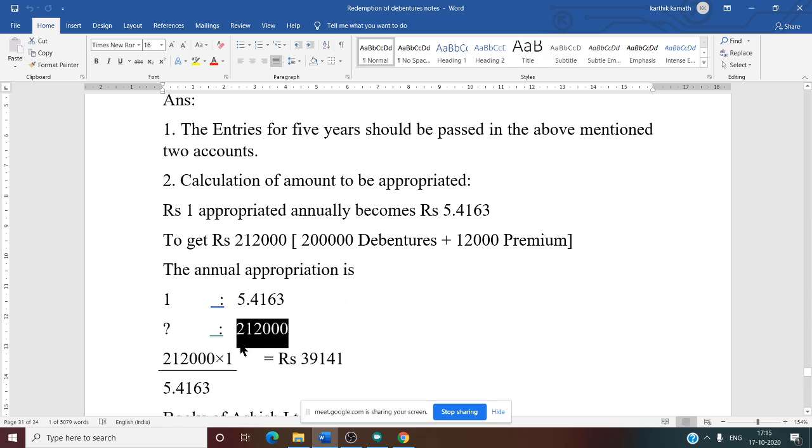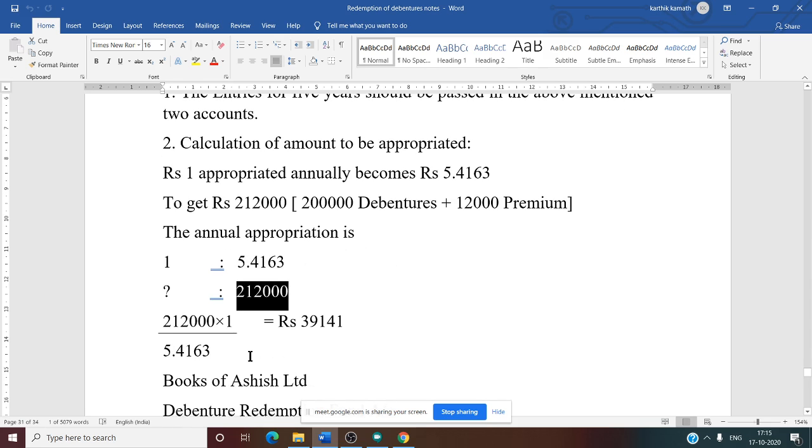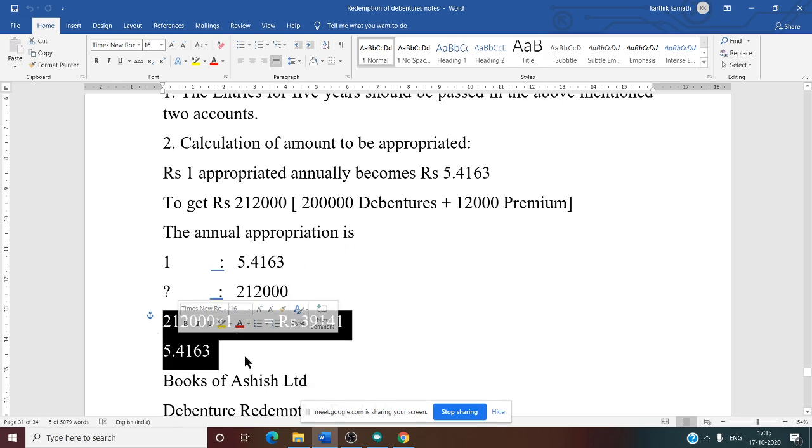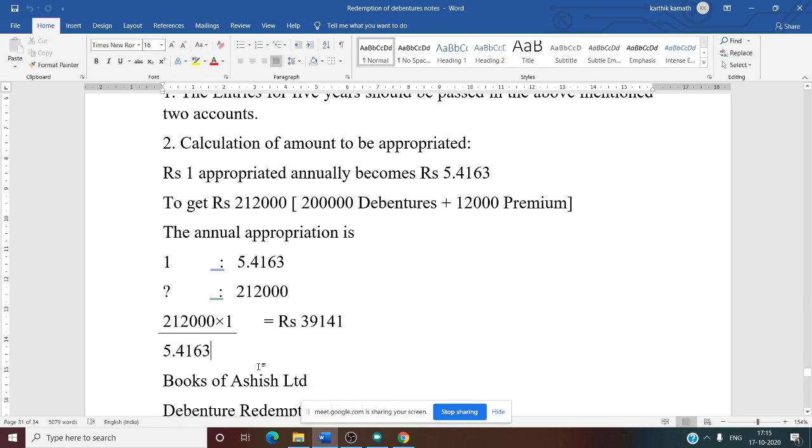Now you do cross multiplication. 2,12,000 into 1 divided by 5.4163, that is 39,141. So what is this 39,141? This is the P&L appropriation amount. This amount you need to keep aside every year from the P&L account.